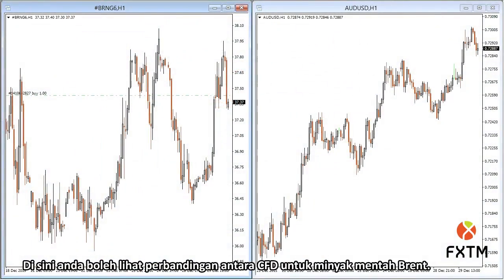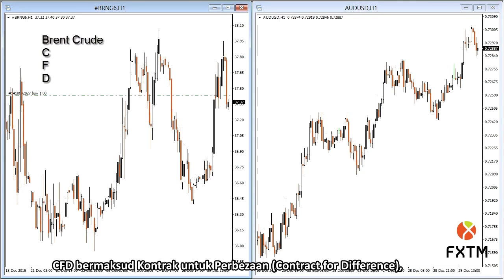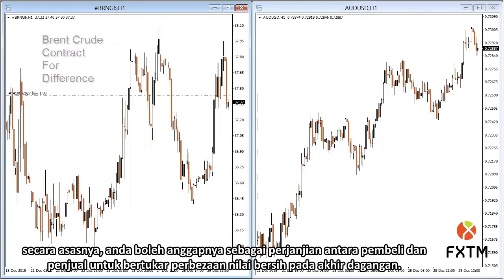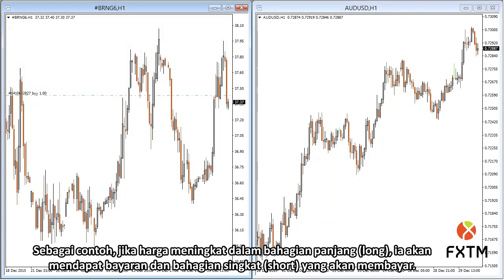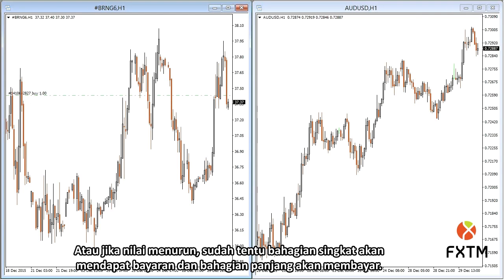So here you can see a comparison involving the CFD for Brent crude oil. CFD stands for contract for difference. You could think about it as an agreement between the buyer and the seller to exchange the net value difference at the end of the trade. So for example, if the price has gone up, then the long side is going to get paid and the short side is going to do the paying. Or if the value has gone down, then the short side is going to be paid and the long side is going to be doing the paying.